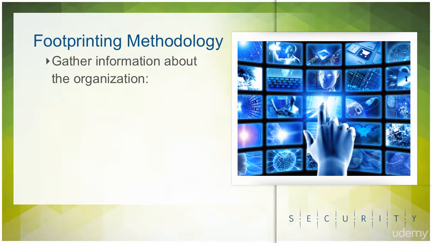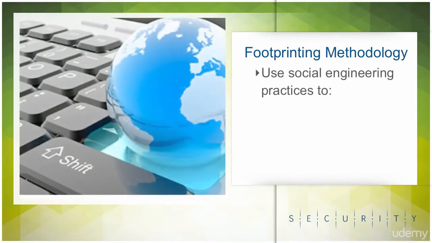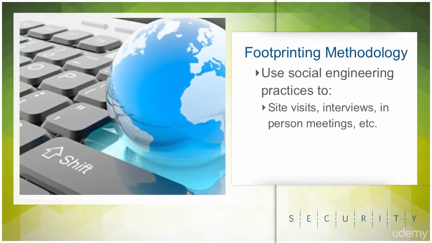You can use websites, search engines, Google search, Whois, DNS footprinting, and maps of the location to gather information about the organization. You can use newspaper articles, television coverage, social networking sites, blogs, etc. From these, you can gather information such as network boundaries, IP addresses, operating system, web server details, services used, open ports, etc. You can also reach out to victim employees to gather information. Here you use social engineering practices. It could include on-site visits, interviews, meeting up with them, etc.